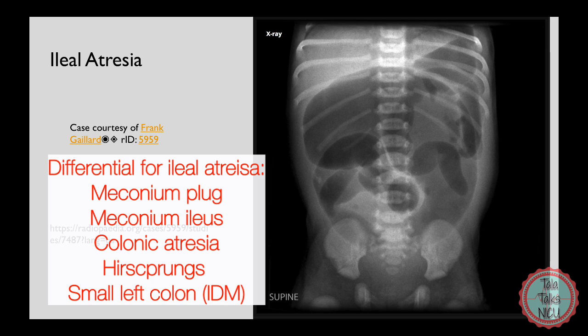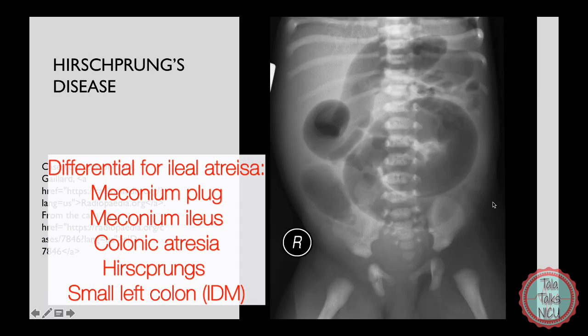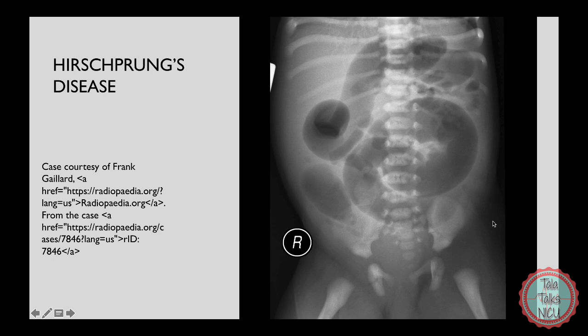This could also represent a colonic atresia or Hirschsprung's disease, which we'll talk about in a second. Infants of diabetic mothers are also at increased risk of small left colon, where the descending colon is just much smaller than expected and can present with abdominal distension and constipation. And this is an X-ray of Hirschsprung disease. You can see the massive distended loops and really how similar it looks to the ileal atresia.